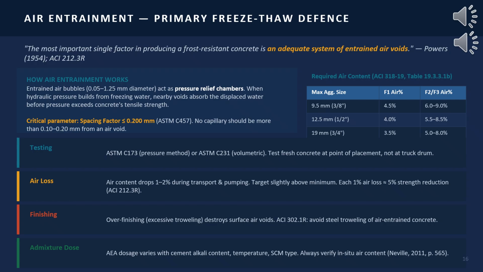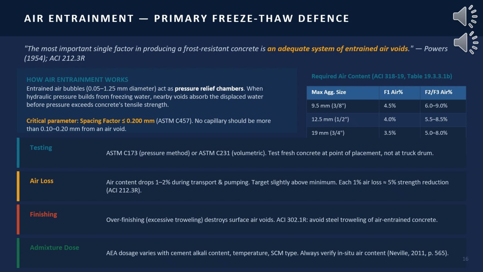Second, and this is very important on site, each 1% drop in air content costs approximately 5% of compressive strength. So there is a direct strength air trade-off. This is accounted for in mix design by targeting a slightly higher water cement ratio if needed, but never at the expense of dropping below the minimum air requirement.